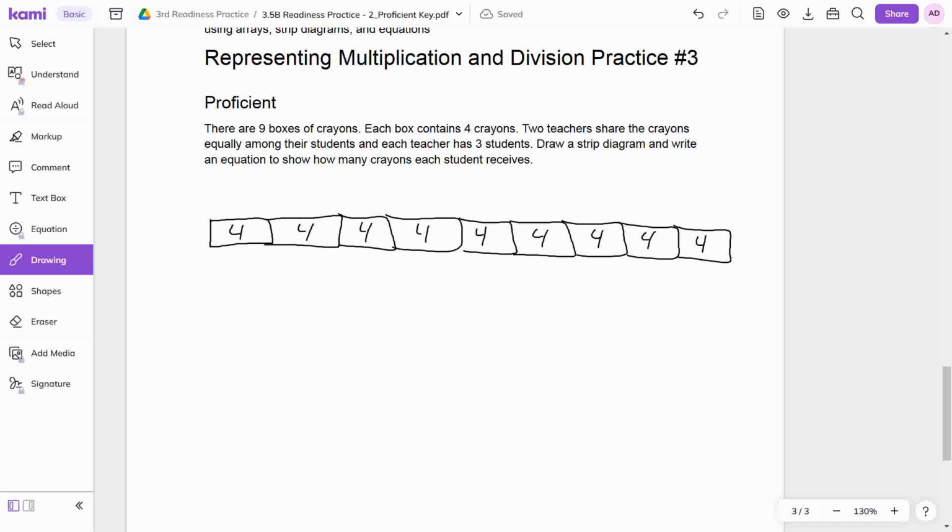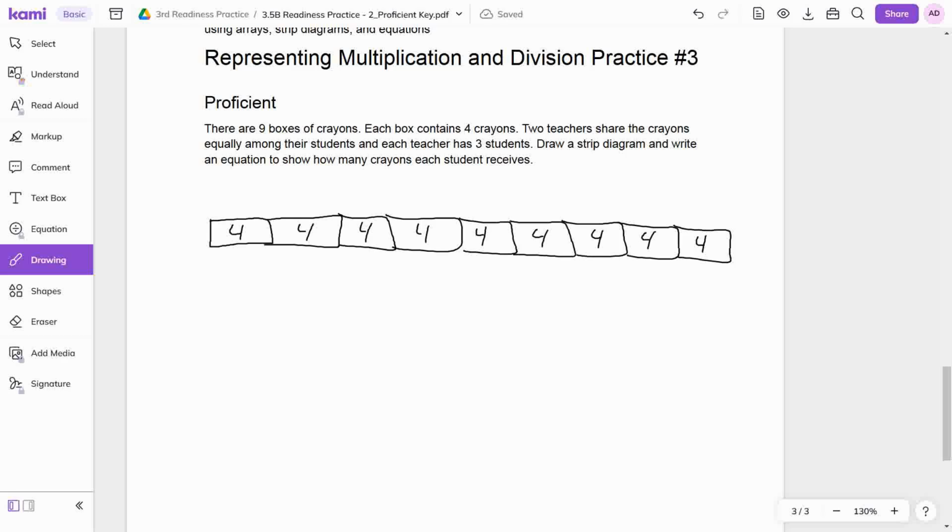So 2 teachers share the crayons equally among their students, and each teacher has 3 students. So really, there are 6 students. There's 2 teachers, 3 students each. 3 and 3 make 6. So I need to take what I have here. So I've got 9 sets of 4, that's 36. And I need to divide it into 6 equal groups.